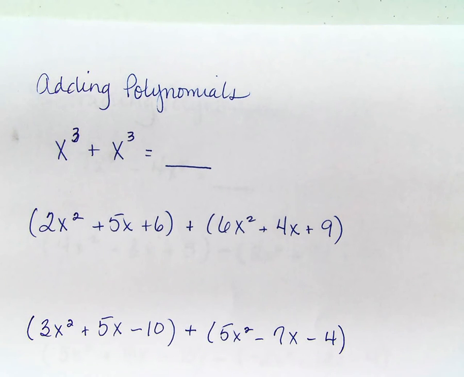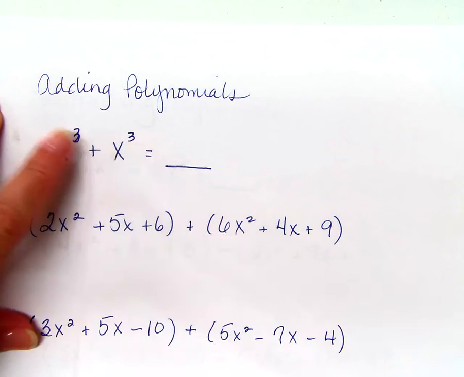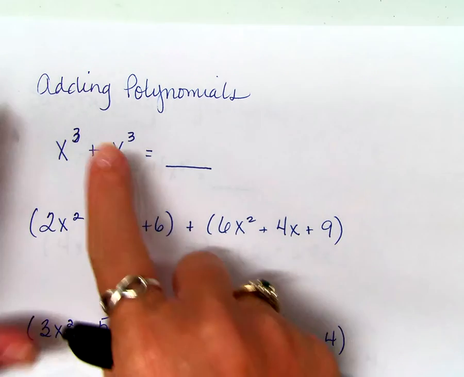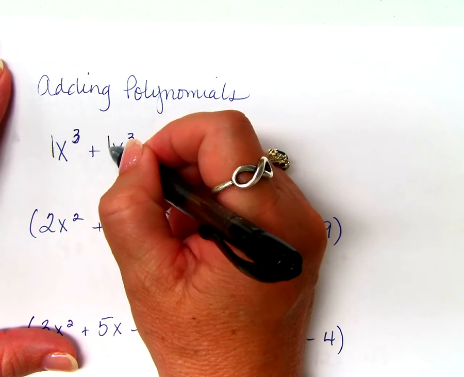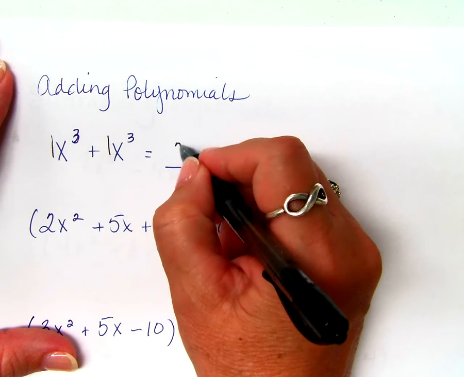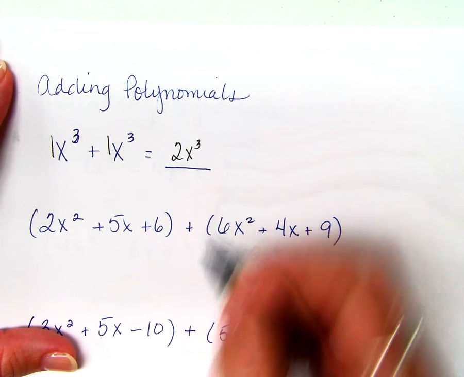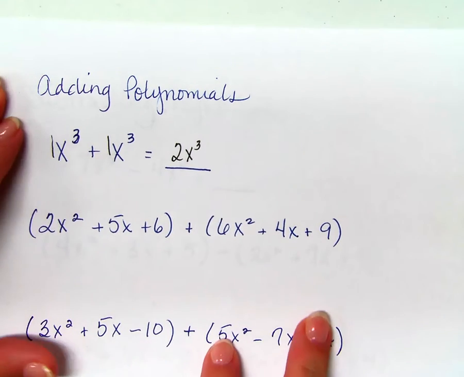So let's look at these problems that I have written down for you. The first problem says x to the third plus x to the third. When we are adding like bases, first of all, we can only add these terms if they have the same exponent, okay? These do happen to have the same exponent, and remember that they also have a 1 in front of them. If we add 1x to the third plus 1x to the third, we get 2x to the third. We just add the coefficients, we leave the exponent alone, okay?